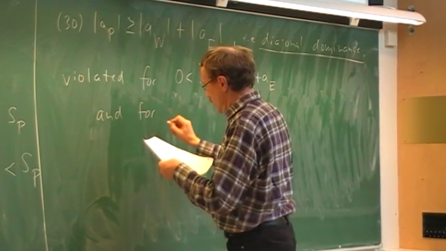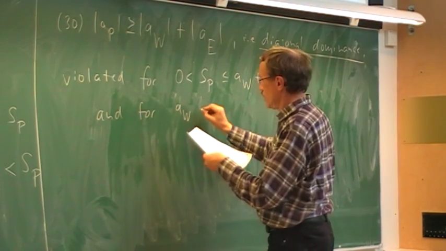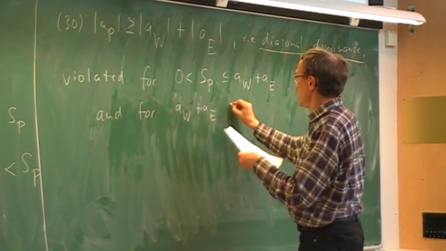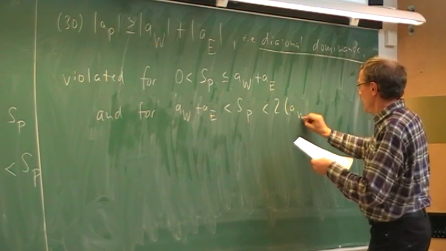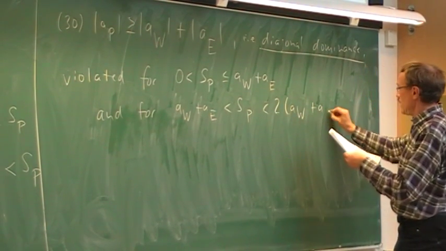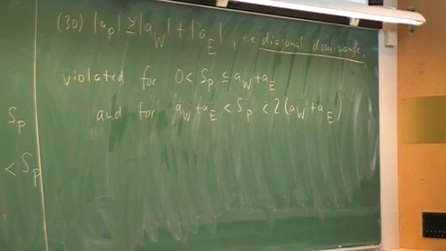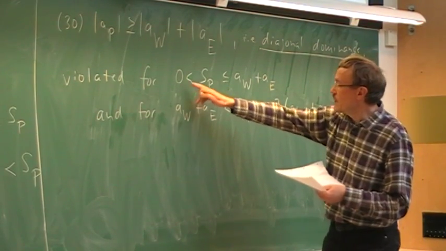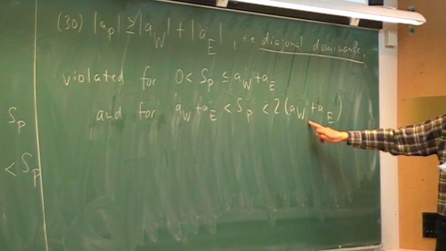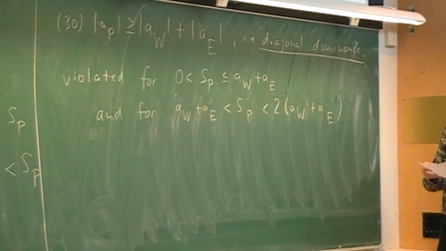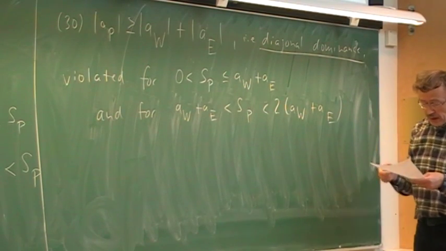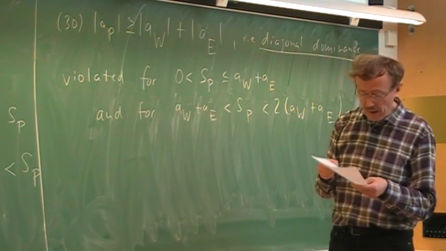And for AW plus AE smaller than SP and smaller than 2 times AW plus AE. So we have a situation, you see here, that when SP is between 0 and 2 times the sum of AW and AE, then it is lost. So then we can no longer use a TDMA, but we must do it differently, and we can actually still do it with a TDMA with a little trick.